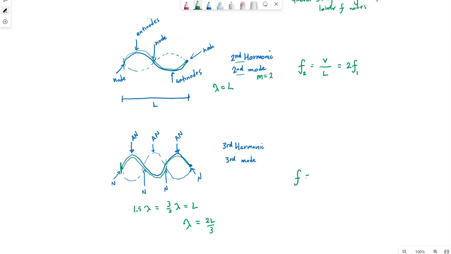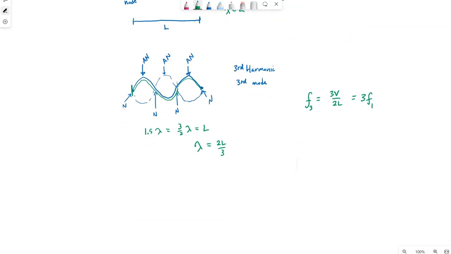When I put that into my frequency as v over wavelength, I end up with 3v over 2L, which happens to be 3 times that fundamental frequency. That's why we call this the third harmonic, this 3 times the frequency. We could keep going if we were to shake this string up and down 4 times faster, 4 times the fundamental frequency. We'd get 4 loops, 4 antinodes, and so forth.